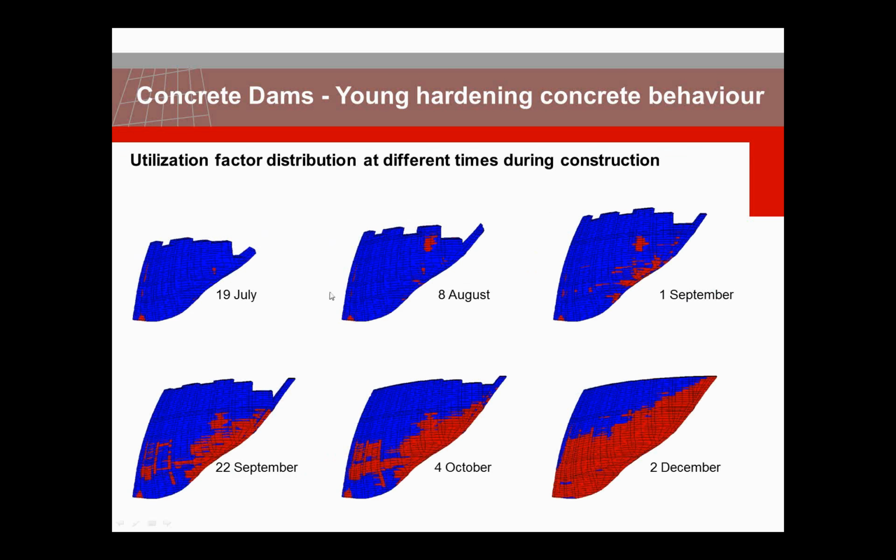And for the same phases in this sheet, you see the utilization factor distribution. So the red areas are the areas where cracks can be expected, where the principal stress is higher than the tensile strength.